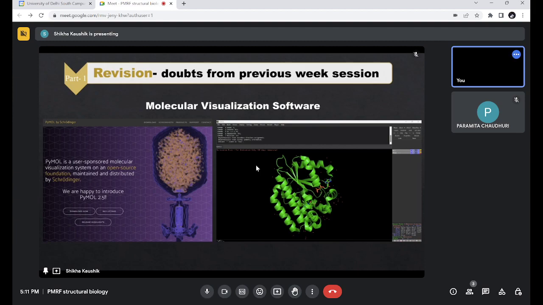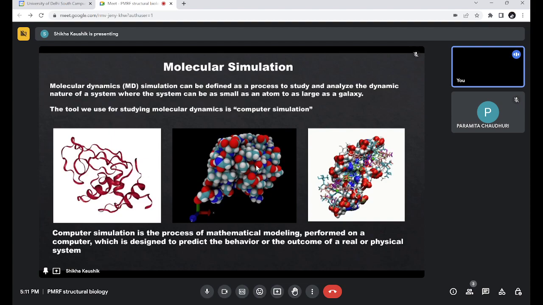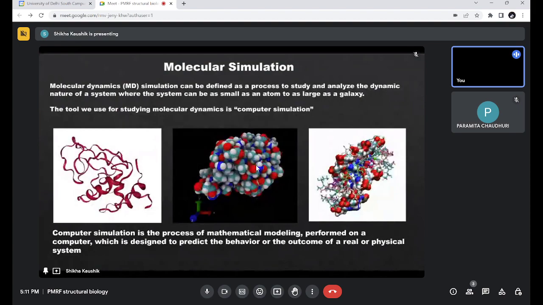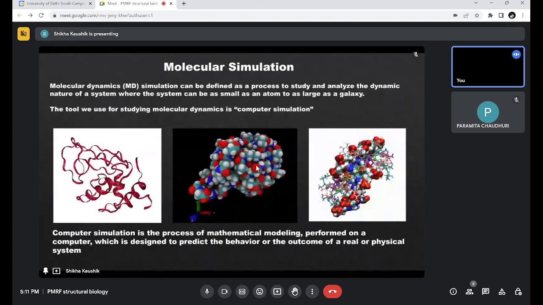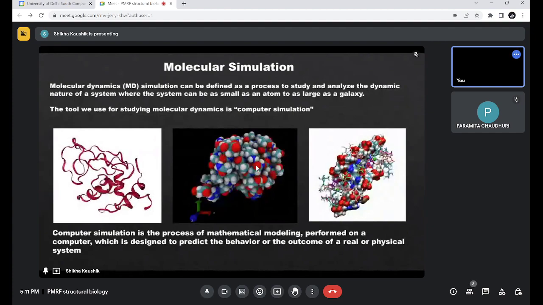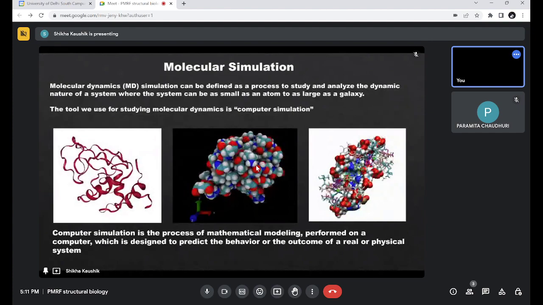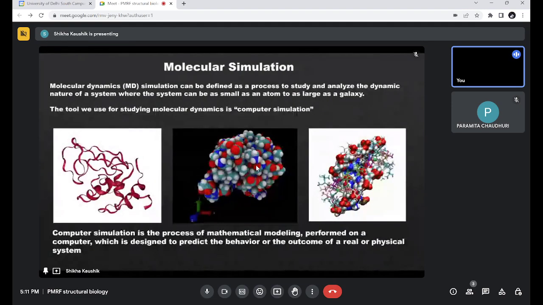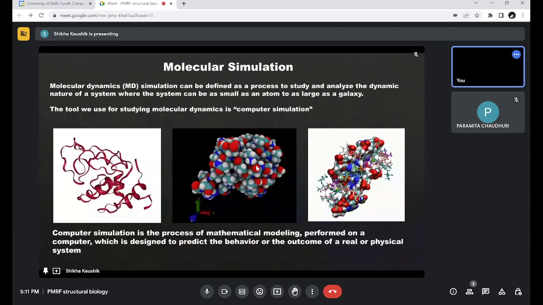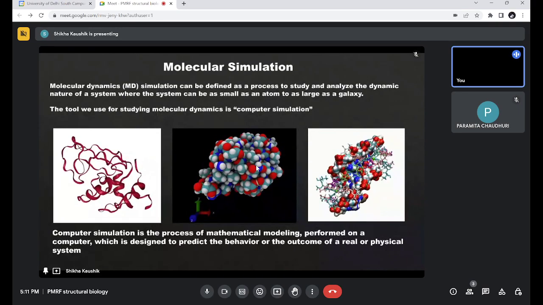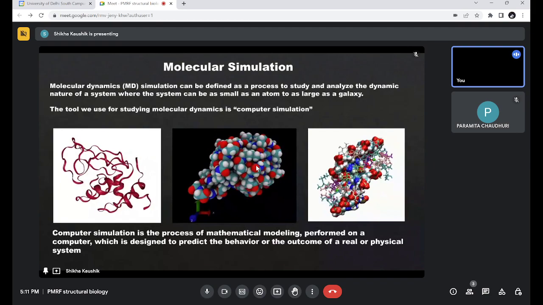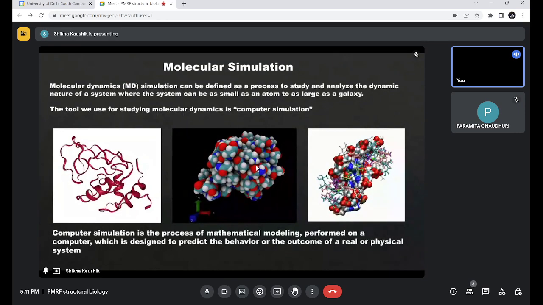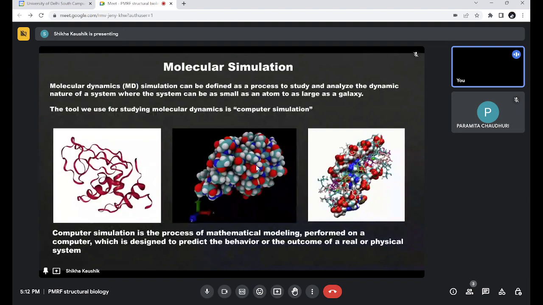And in today's class, we will be studying molecular simulations. And as the name suggests, simulation is something where you are mimicking a system. Molecular dynamic simulation can be defined as a process to study and analyze the dynamic nature of a system, where the system can be as small as an atom and as large as a galaxy. If I break this term, molecular simulation: molecular means something at a molecular level, at the smallest level of that particular system, and simulation is basically mimicking any system.